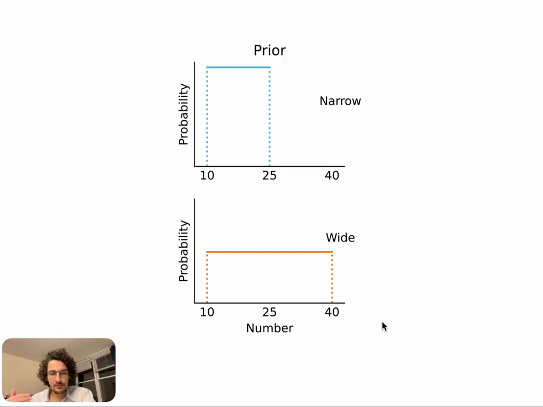So we're going to have two experimental conditions in this task. These two conditions differ by the prior distribution from which the number of dots is sampled. With the narrow prior, all the clouds of dots will have between 10 and 25 dots. And in the wide condition, the number of dots is sampled from a wider range, and in fact, this range is twice as wide as the range of the narrow prior. This factor of 2 will become important in what's coming.